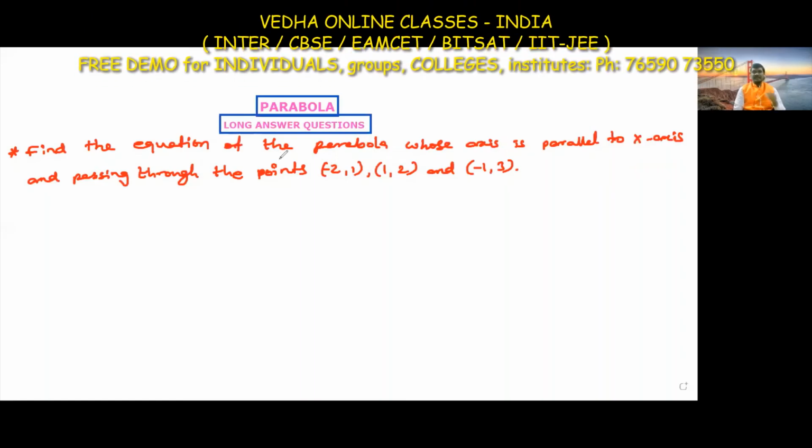Find the equation of the parabola whose axis is parallel to the x-axis and passing through the points (-2, 1), (1, 2), and (-1, 3). Here, what are the given points? The first point A is (-2, 1), the second point B is (1, 2), and the third point C is (-1, 3). These are the given points.